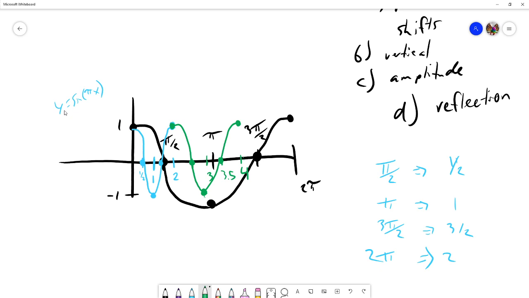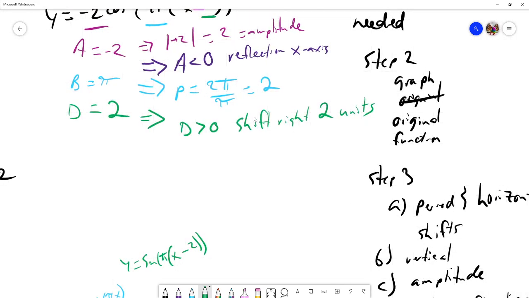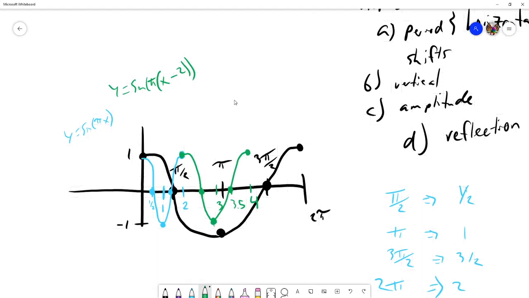So the green one here, that is y equals sine of pi x. Oops. This is sine of pi times x minus 2. So that takes into account the shift right. All we did was take each of our x values here and add 2. Now, let's see what we got. We've got to take into account the amplitude change.